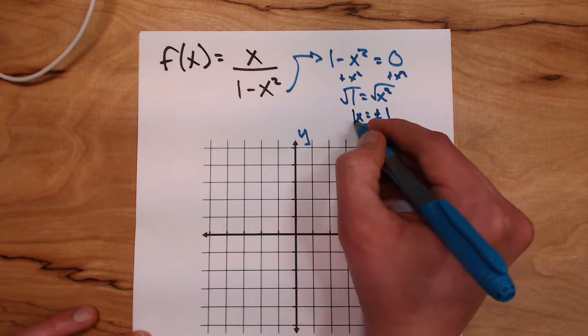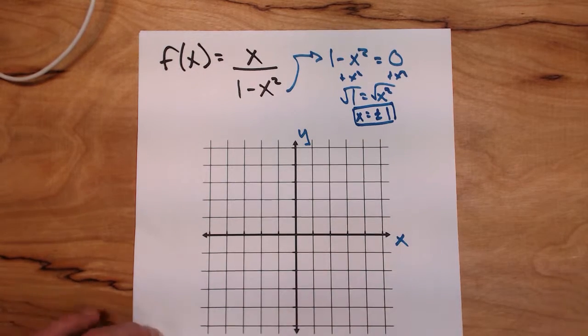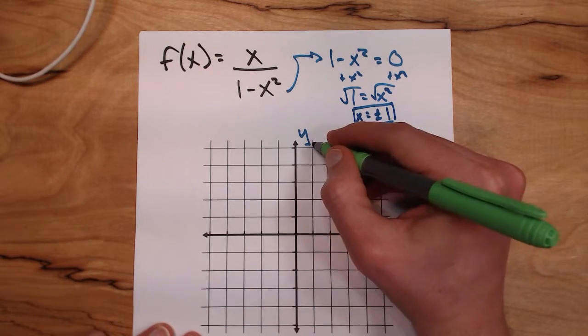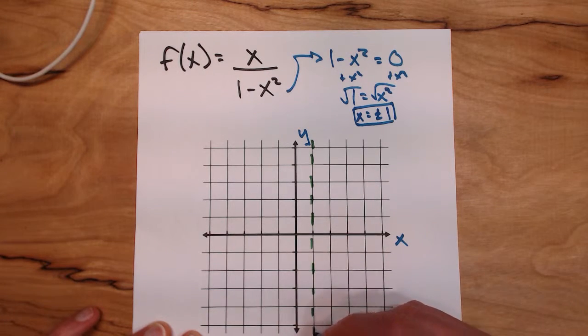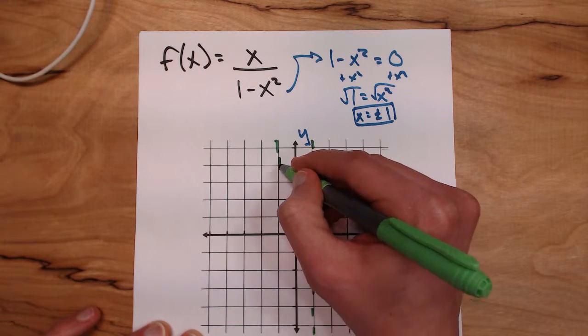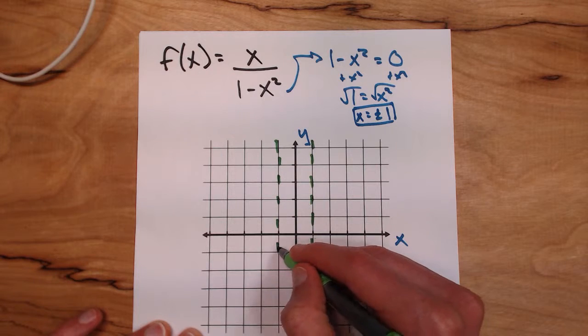So these are going to be my vertical asymptotes. I'm going to go ahead and draw them with a dotted line. So I get a dotted line here. This is the vertical line x equals 1. And this is the vertical line x equals minus 1.